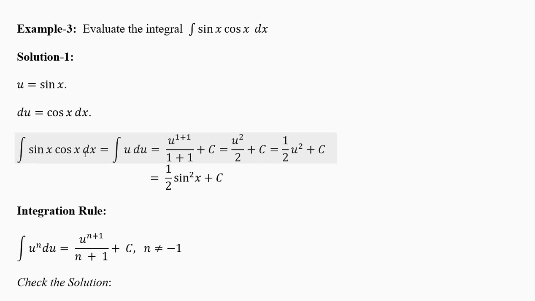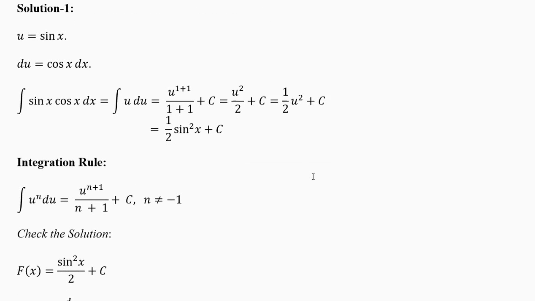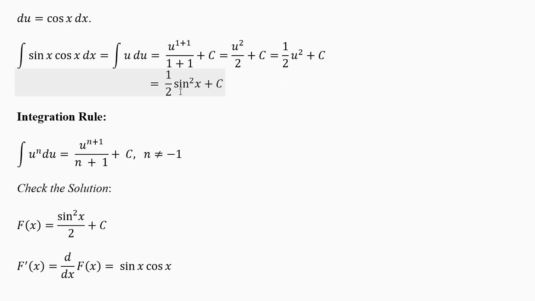So sin x cos x dx, the integration is u du. Now here the power is 1, so it is u power 1 plus 1 divided by 1 plus 1. You have u square over 2 or half u square. It's better to write this u square over 2 as half u square because u can be a very big function. So that half looks better if it is written like this. You have half sine square x plus c.